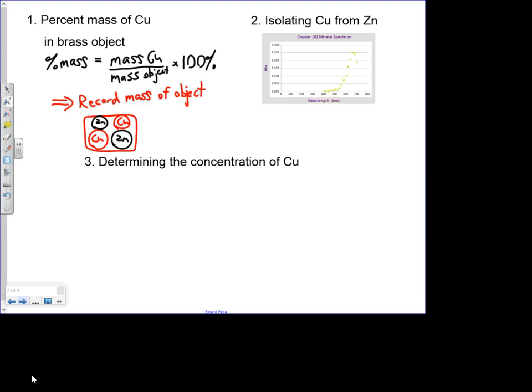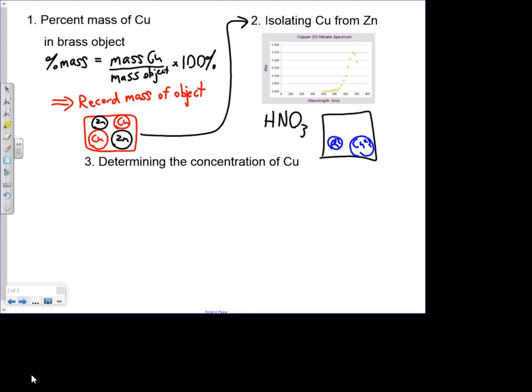So somehow we're going to have to isolate the copper from the zinc. And we're going to do that by oxidizing both of them. The material we're going to use to oxidize them is nitric acid, HNO3. I'll explain what that graph is doing up there in a minute. But we're going to use nitric acid to oxidize both the copper and the zinc. So now, instead of copper atoms and zinc atoms in this solid brass screw, we're going to have copper plus 2 ions, and zinc plus 2 ions.